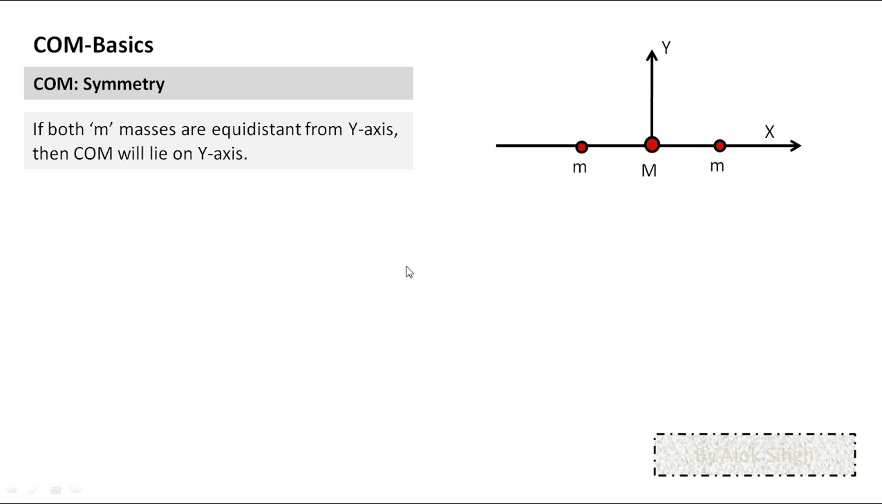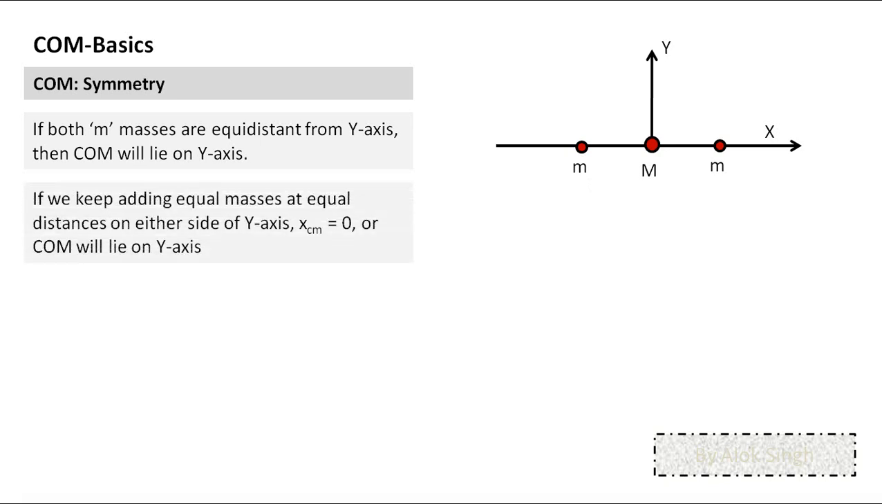The reason is pretty simple. Both of them, the moments will be equal and opposite, so the net moment will become 0. So when we find x_cm, the net moment of their x coordinates will be equal to 0, hence the center of mass x coordinate will be 0. The center of mass will lie on the y-axis. As we keep adding equal masses at equal distances on either side of the y-axis, x_cm will remain 0. So if I add some mass here and add an equal mass on the opposite side of the y-axis, then the center of mass will always remain on the y-axis.